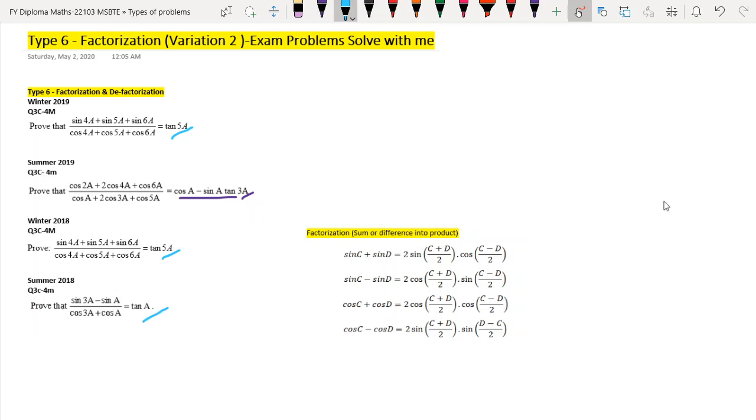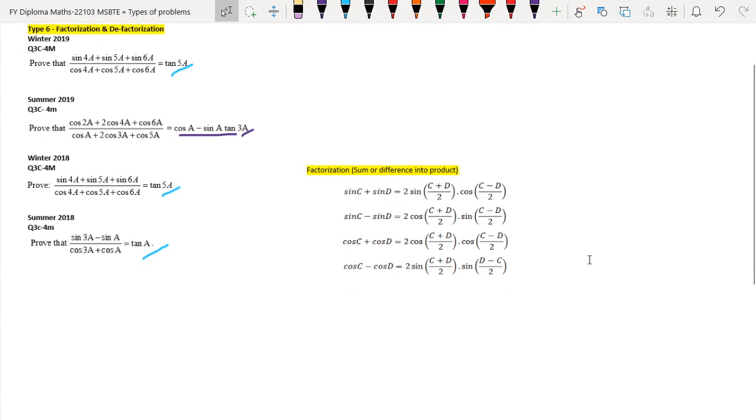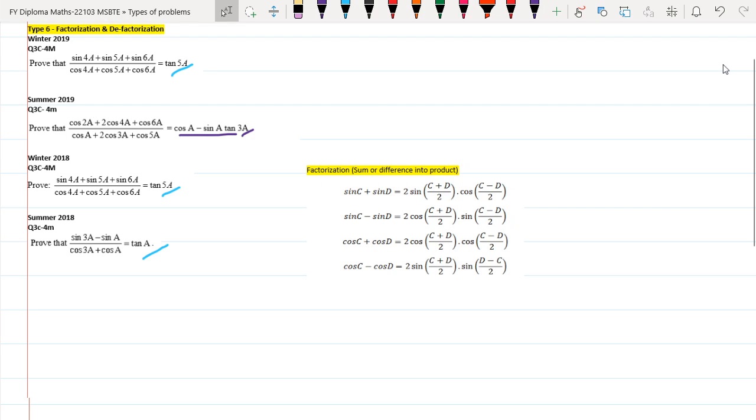So let's see what's going on. Let me write that problem first, for the benefit, and then we can solve. What they're asking is prove that left hand side is equal to right hand side. Like I always tell, whenever you have a left hand side equal to right hand side, the answer is already given. You just have to prove that. So let's write this problem first and then start solving it.